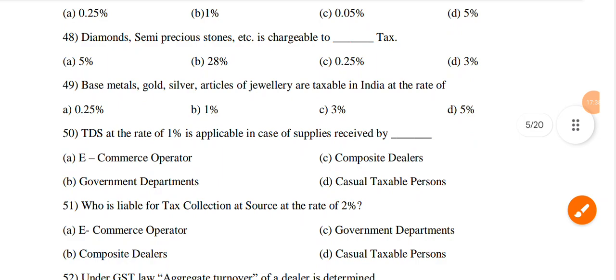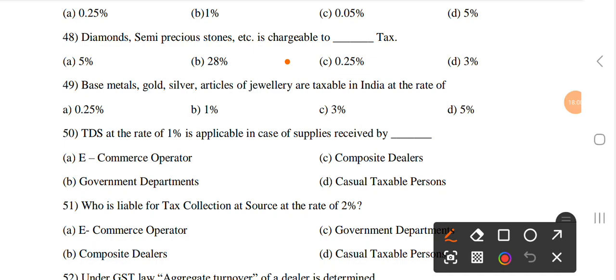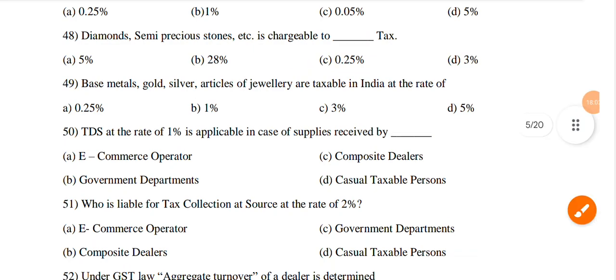Next question, diamonds, semi-precious stone, etc. is chargeable to dash tax. Option A 5%, option B 28%, option C 0.25%, and option D 3%. The correct option is C, 0.25%.